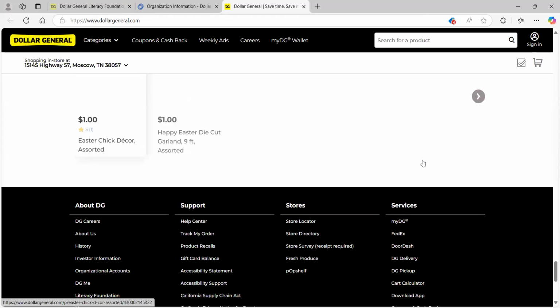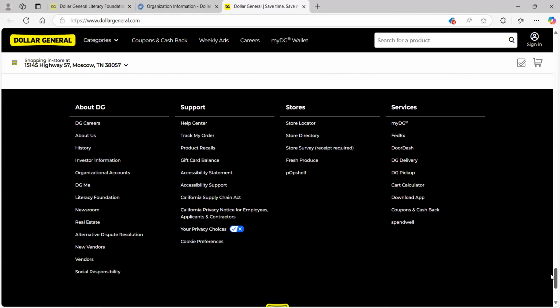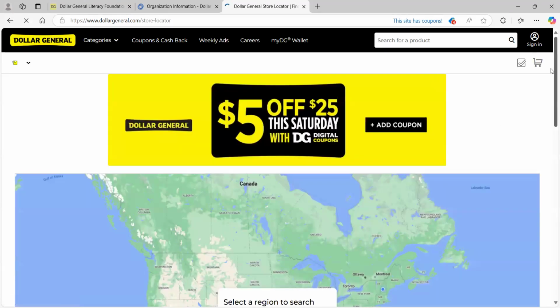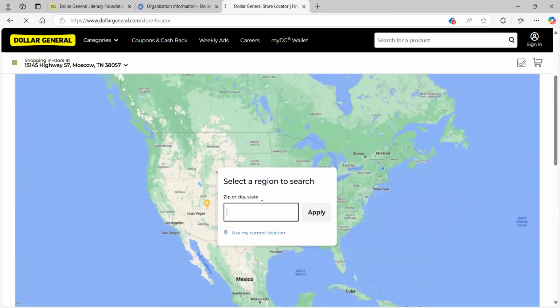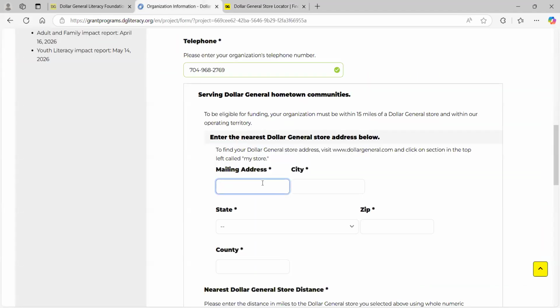So just one moment. And again, I am walking you through the steps. So if you decide to apply, maybe not today, but maybe in the future, you decide to apply for a grant, then I'm just guiding you through the steps and how to do so. So let me find a store. Just one moment, please. Here we go, store locator. And I'm going to type in my zip code and apply. And the nearest one to me is, let me write it down so I don't have to toggle back, 1646 Ebenezer Road. That's the one that's nearest to me. So now I'm going to type in that. Just a moment.